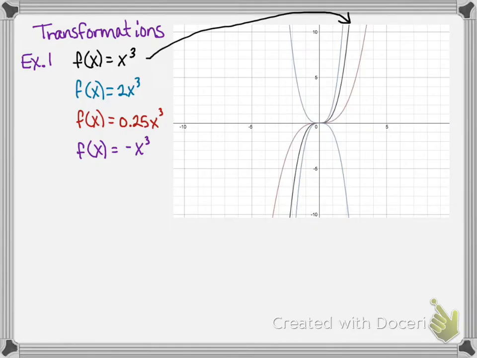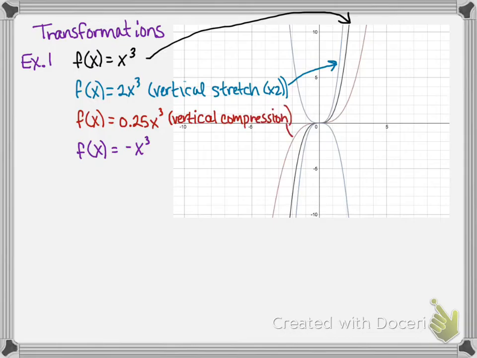The parent function is here in black. F of x equals 2x cubed is a vertical stretch, and we see that graphed here in blue. F of x equals 0.25x cubed is a vertical compression, and we see that here in red. And f of x equals -x cubed is a reflection over the x-axis, and we see that here in purple.